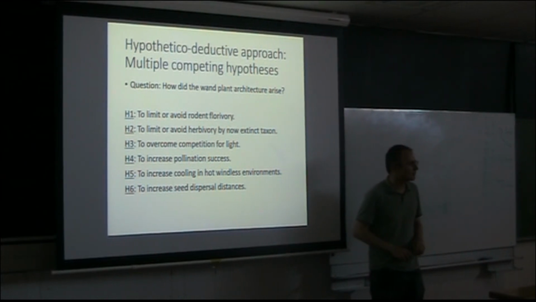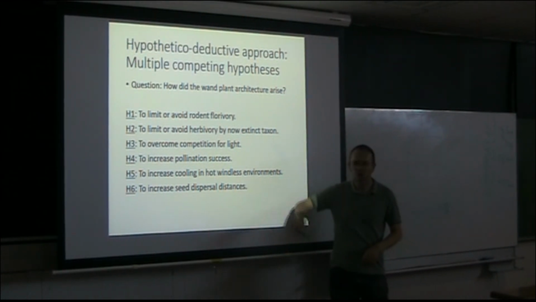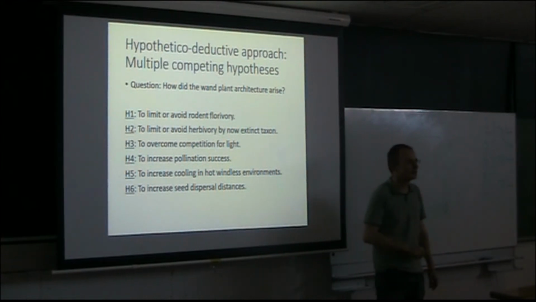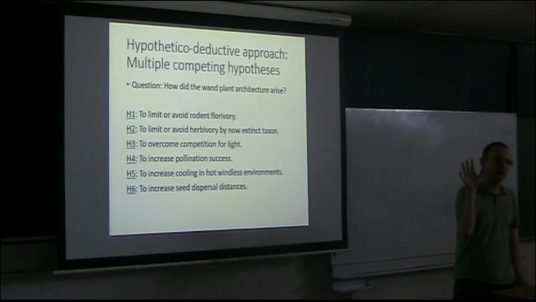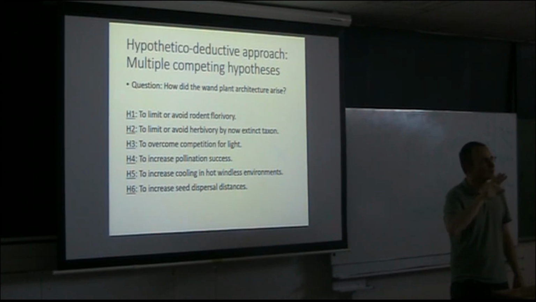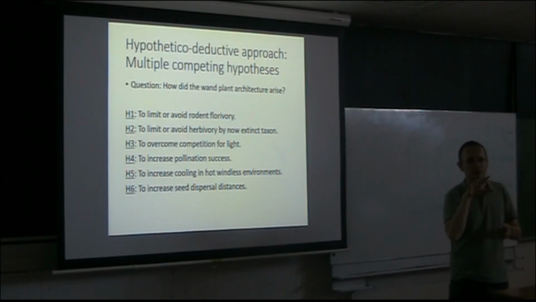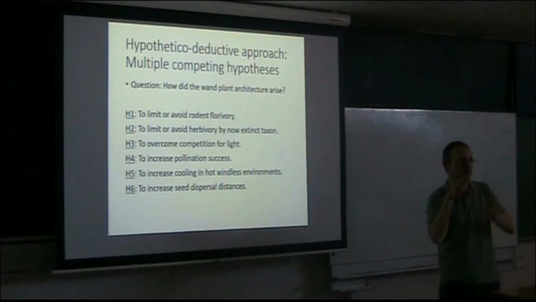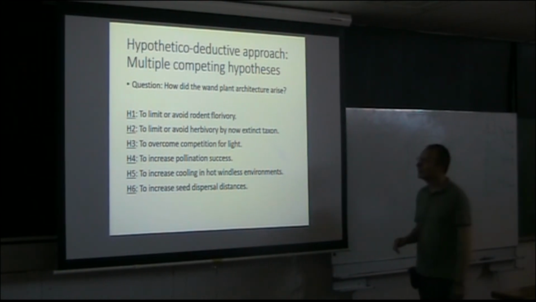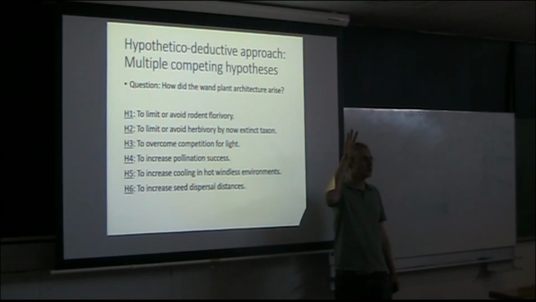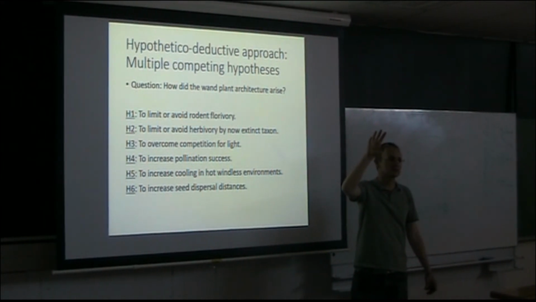This is one that was suggested by a physiologist, to increase the leaf level cooling on hot windless days. If you just move slightly, that boundary layer that builds up around the leaf can break down and then your leaf can cool. But if you're just sitting there and there's no wind, a plant doesn't have a way to cool down. And that boundary layer builds up and then the leaf gets hotter and hotter and then photosynthesis stops. And then another hypothesis is you're so tall so that you can increase your seed dispersal distance.